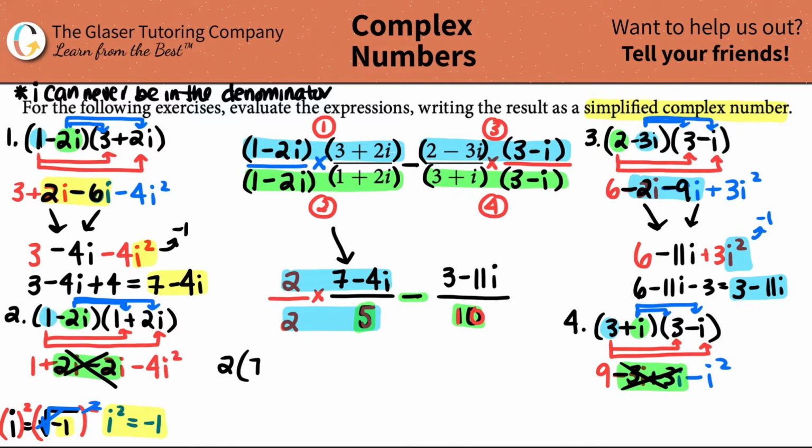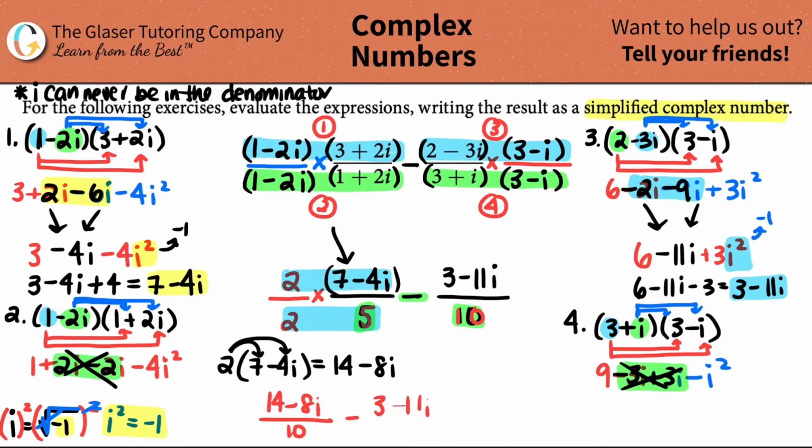So 2 times 7 minus 4i, right? I'm just doing this part. So 2 times 7, and then I have to do 2 times a negative 4i. So this would be 2 times 7 is 14 minus 8i. And that is now being divided by 2 times 5 is 10. So I can say now that I have 14 minus 8i over 10 minus 3 minus 11i over 10.